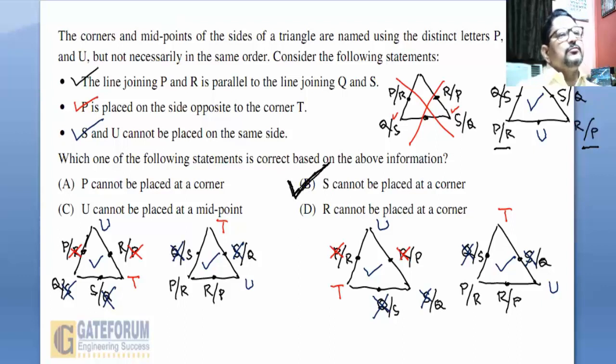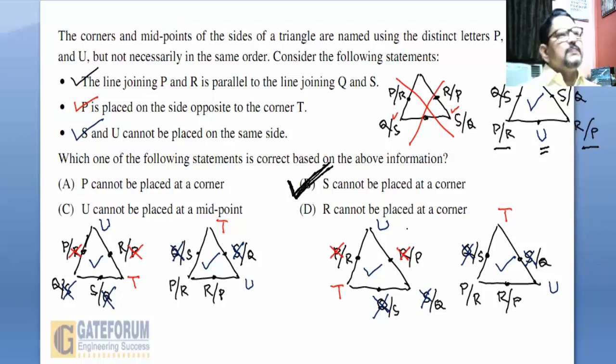Now the moment I have got the correct option, in the exam, no need of looking at the others and wasting time. But since this is a practice session, let us go ahead. U cannot be placed at a midpoint, but you see it got placed at a midpoint. So if one point is opposite to this, then it's untrue. So this is wrong. R cannot be placed at a corner. Now you see R definitely got placed at one of the corners. So again, this is also untrue. So even after observing all the conclusions, we can see that this one stands out. And so that is the correct option.